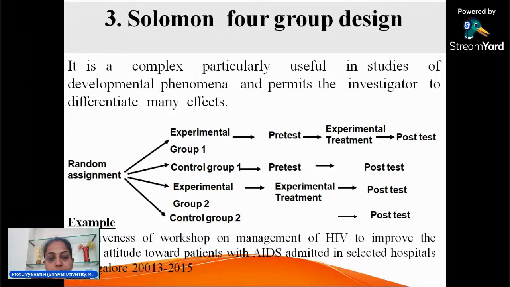So to all these groups you are randomly assigning the individuals, and in experimental group 1 you are doing a pre-test, and in control group 1 also you are doing the pre-test. Pre-test will be done only in those two. Then in experimental groups 1 and 2 you are giving the treatment. Then the post-test will be done in all 4 groups. Such a design helps us to identify different effects. So that type of design is called Solomon 4-group design. Next slide, please.